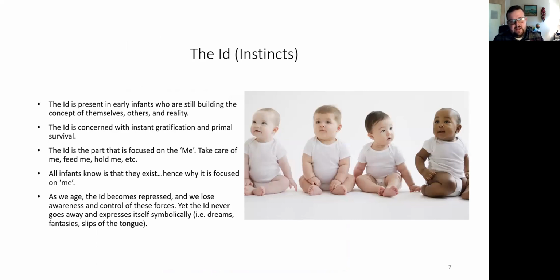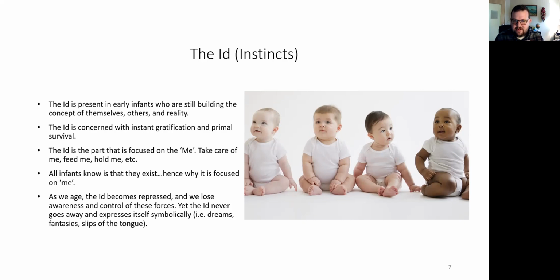So how our psyche is broken up from a Freudian model is three parts. The first part we're going to start with is the id. So think of the I in the word id as related to instincts. It's things we're born with. So the id is going to be present in early infants, and they're still building the concept of themselves, others, and reality. But inherently, we have instincts we're born with, and the id is going to be present. So the id is the part of the personality that is focused on instant gratification and primal survival. The id is me focused. So feed me, take care of me, hold me.